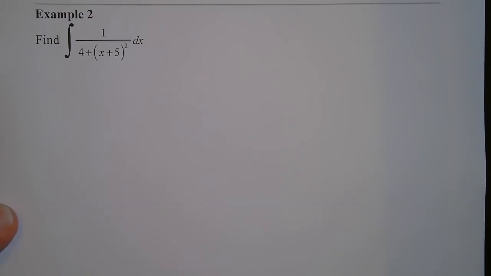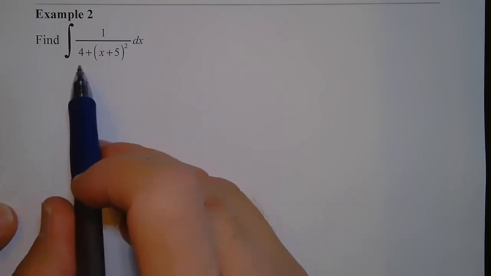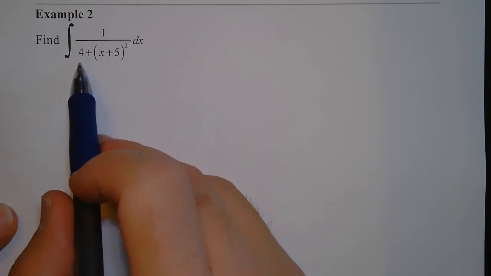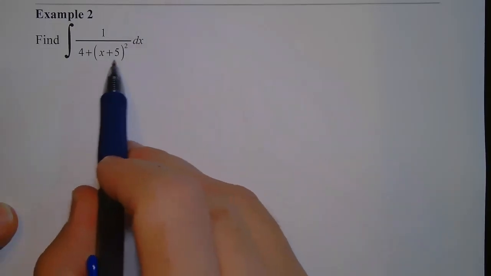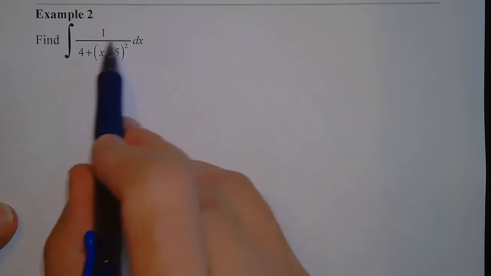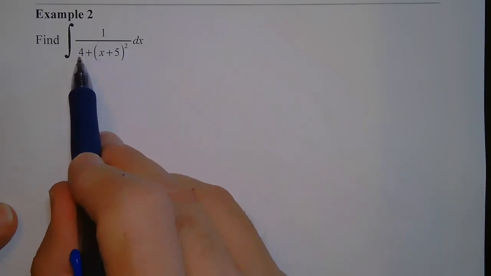So example 2, I want to find the integral of 1 over 4 plus the quantity x plus 5 squared dx. And we have to recognize, okay, what number is being squared here? I'm starting out with some simple basic problems and we're building up to harder and harder problems. So we're always going to want to get it into this form, because if it's in this form, we're going to be able to look at it and go, oh, this is my a and this is my u.